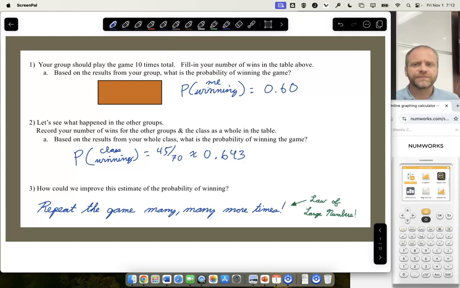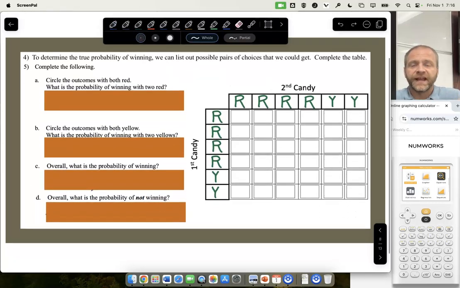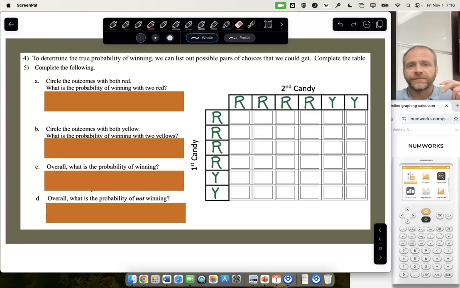So that is the first part of the activity. So we have here an actual table that outlines all the possible outcomes. So you can see actually what was in that bag. What was in that bag were 4 red Starbursts and 2 yellow Starbursts.